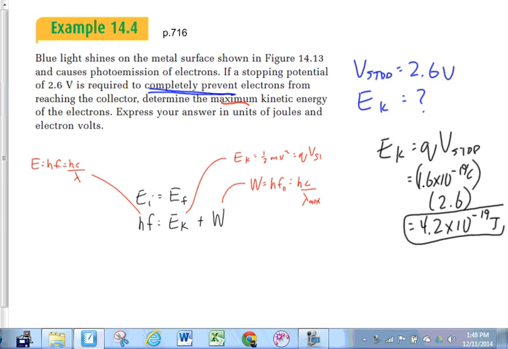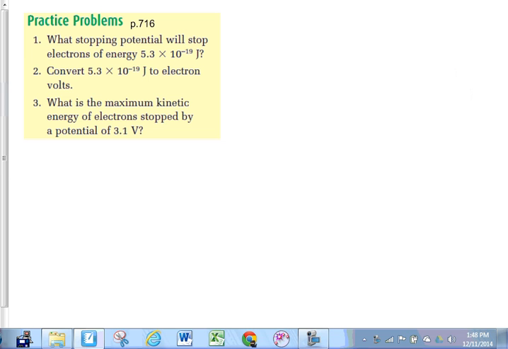You're going to have 3 bits of homework tonight, just like you had last night. The first one is page 716, but I'm not going to give you a chance to work on that yet, because I want to make sure we can get all 3 of these examples done before the end of class here. 716, 1 to 3, that's your first bit of homework.